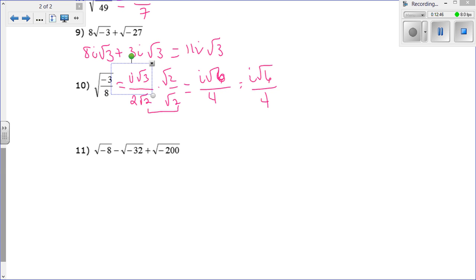For number 11, simplify our radicals. 8 is 4 times 2. With the negative, we bring an i. So it's 2i radical 2 minus 16 times 2 is 32. With the negative, it becomes 4i radical 2. And 200 is 100 times 2. With the negative, becomes negative 10i radical 2. All my radicals are like terms because they all have a radical 2 and they all have an i. So 2 minus 4 minus 10. So minus 4 minus 10 is minus 14. Plus 2, so it is a negative 12i radical 2.